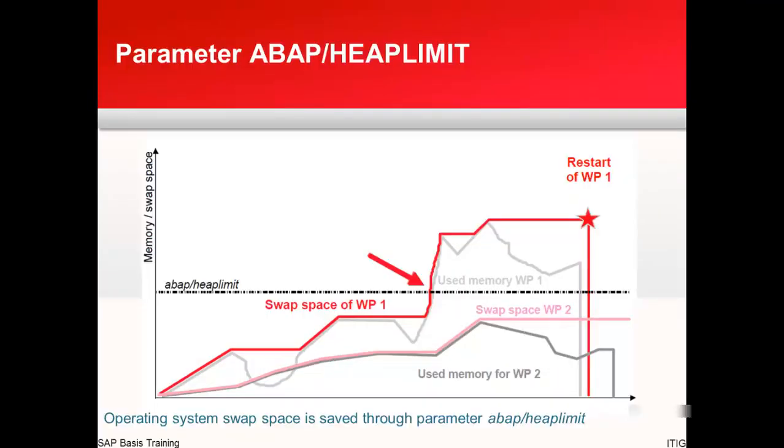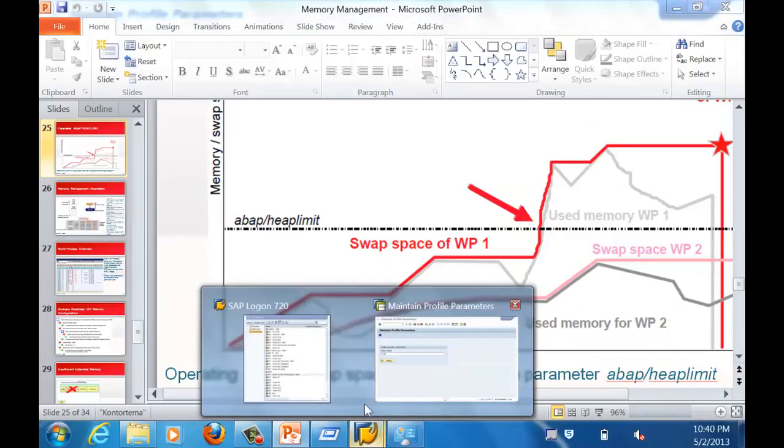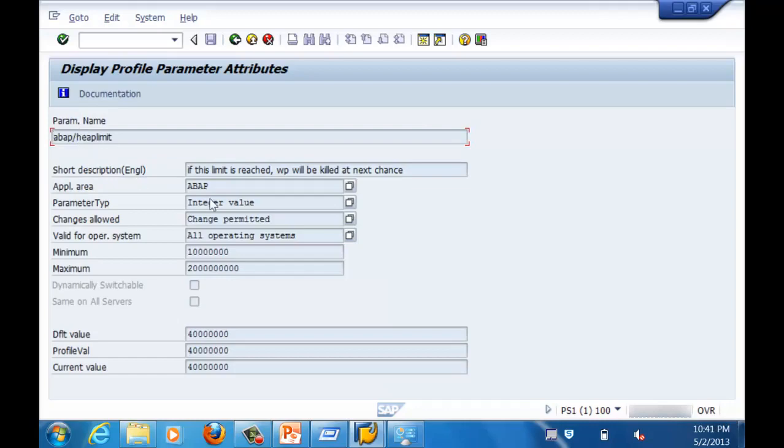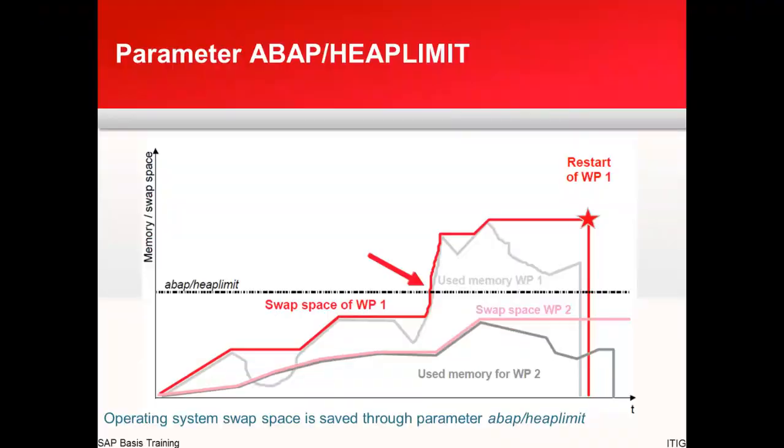We have seen this heap limit. Let's see what the value of this heap limit is. We have not yet seen this, so let's type this particular value, say heap limit. You can see this is the name of the parameter, and this is a short description. It is telling that if this limit is reached, the work process will be killed at the next chance. Then this is the minimum value and the maximum value, and this is the current value. So let's continue. We have seen the heap limit.